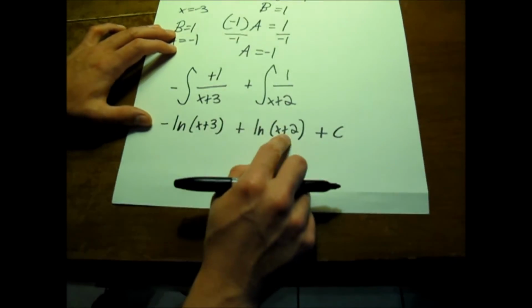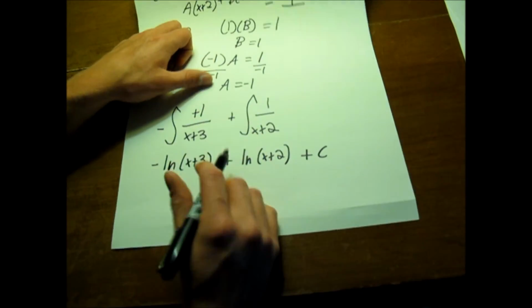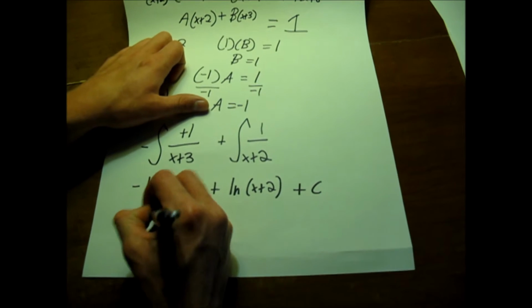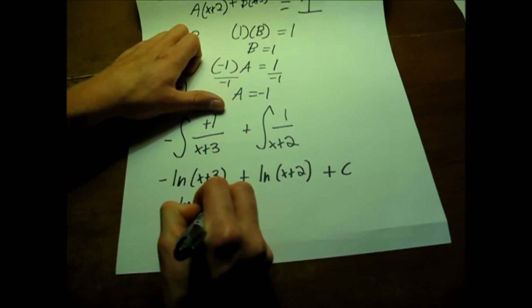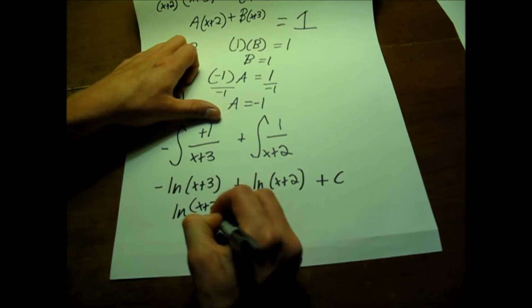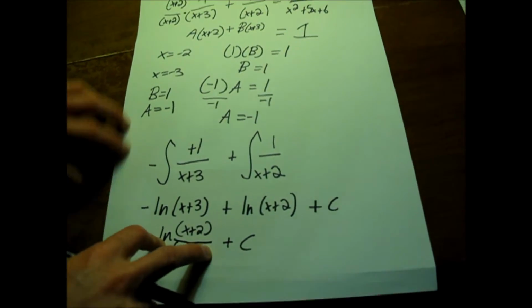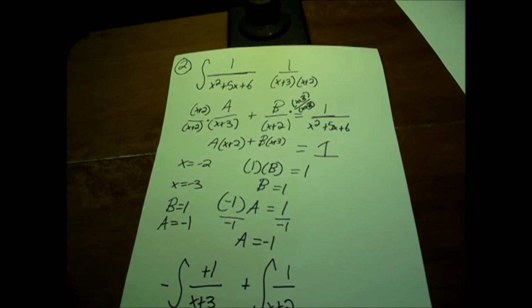And if we rearrange this, we could get ln x plus 2, subtract ln x plus 3. So we're going to use our natural log rules. So natural log of x plus 2 divided by x plus 3 plus c. And there we have our final answer to the integral of 1 over x squared plus 5x plus 6 through partial fractions. I'm Austin, and thanks for watching.